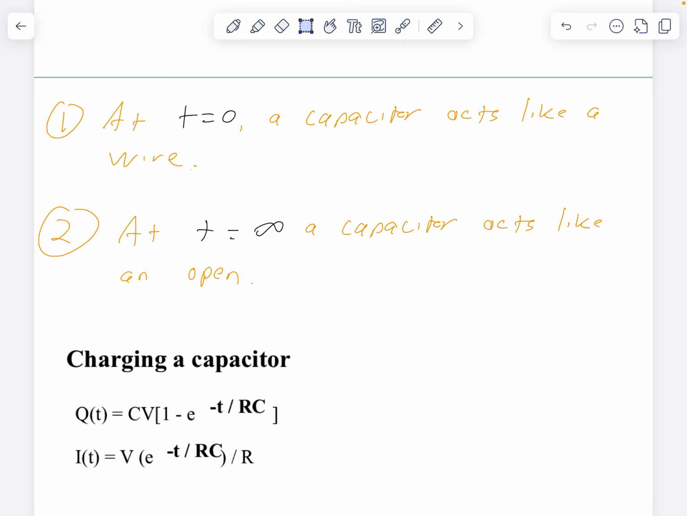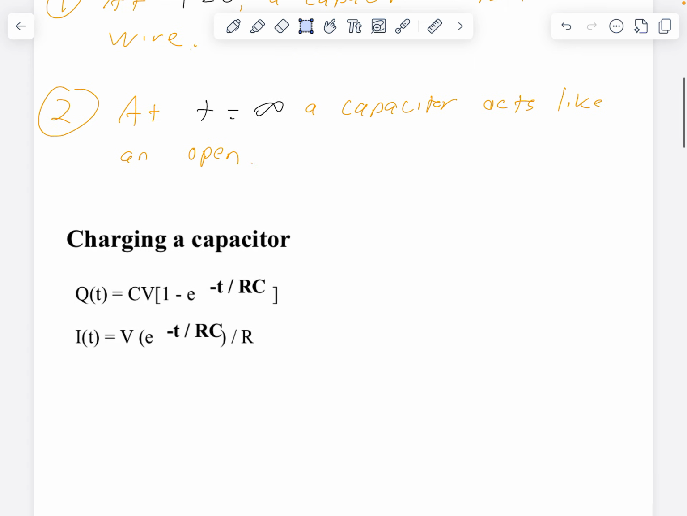When you see a capacitor in a circuit, when we first close the circuit and turn it on, I want you to think of the capacitor like a wire. Initially it just acts like a wire. What that means, I'll show you in a second. And then at time equal to infinity, we don't have to wait forever, but all I mean by this is after a relatively long period of time, the capacitor is going to act like an open circuit. What does that mean?